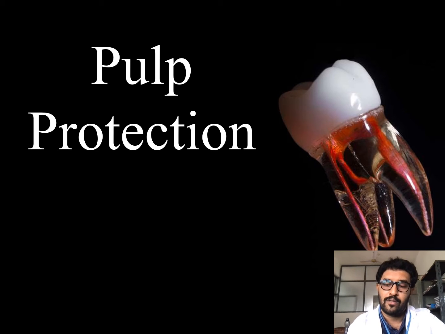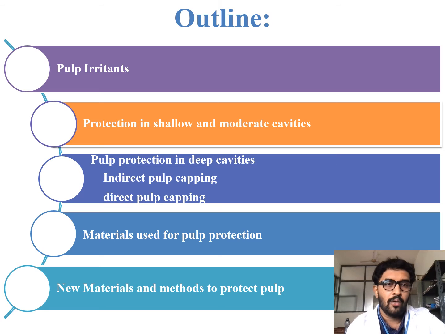Okay. So the outline includes pulp irritants, protection in shallow and moderate cavities, pulp protection in deep cavities, indirect pulp capping and direct pulp capping, two types, and materials used for pulp protection, and new materials and methods to protect the pulp. In this chapter, we are speaking about pulp protection. Some new advancements and conditions are there so that we can take precautionary measures to protect the pulp.